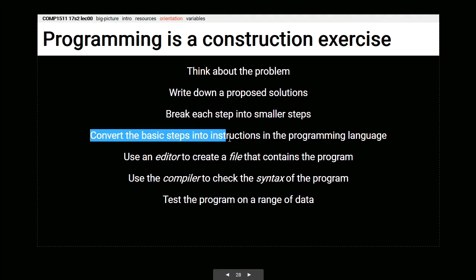I convert those basic steps into instructions in the programming language. So in terms of printing out their name, I'd be using printf, like from before. In terms of working out their name and their age, that'd be something we'll look into later. Then we use an editor, like gedit, to create a file that contains the program, like we had hello.c. We use a thing called a compiler, like DCC, to check the syntax of the program. And the syntax is sort of like the rules of the programming language, or the instructions in the code, so the actual C code of the program.